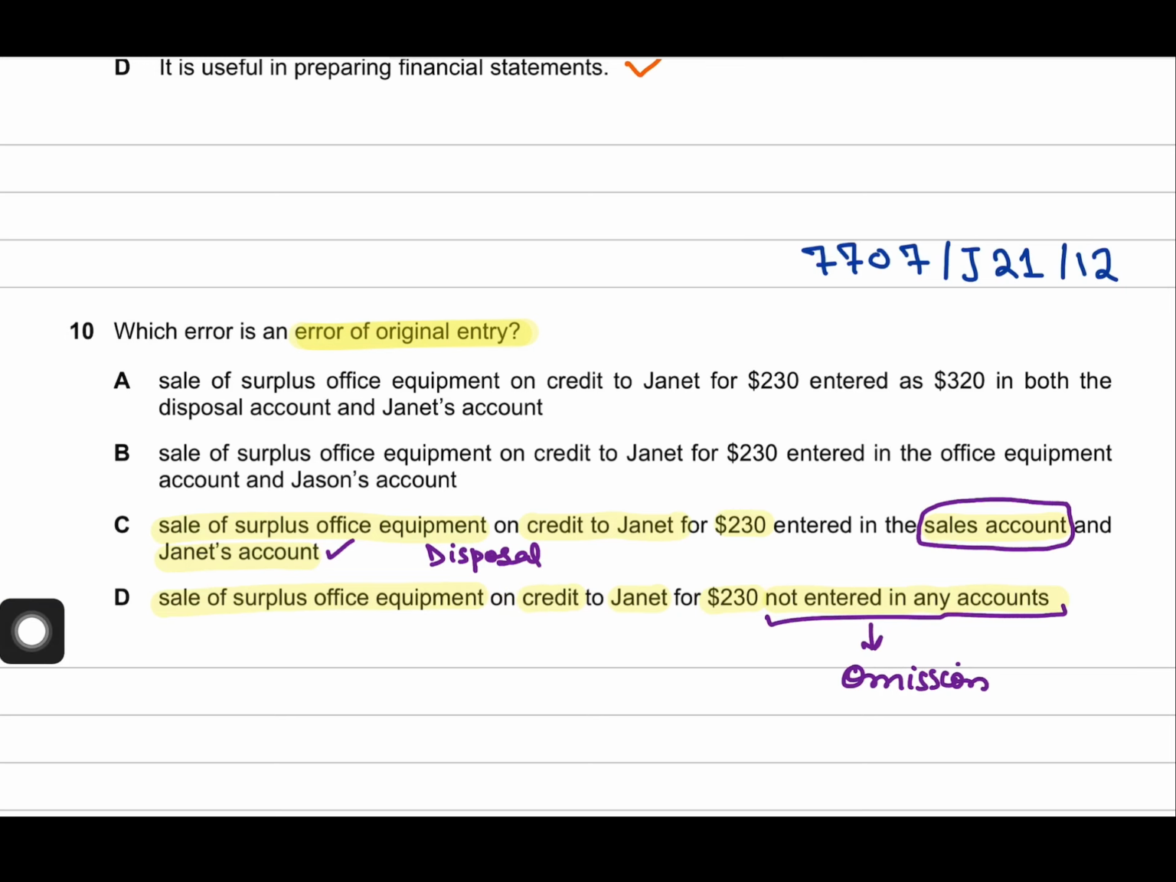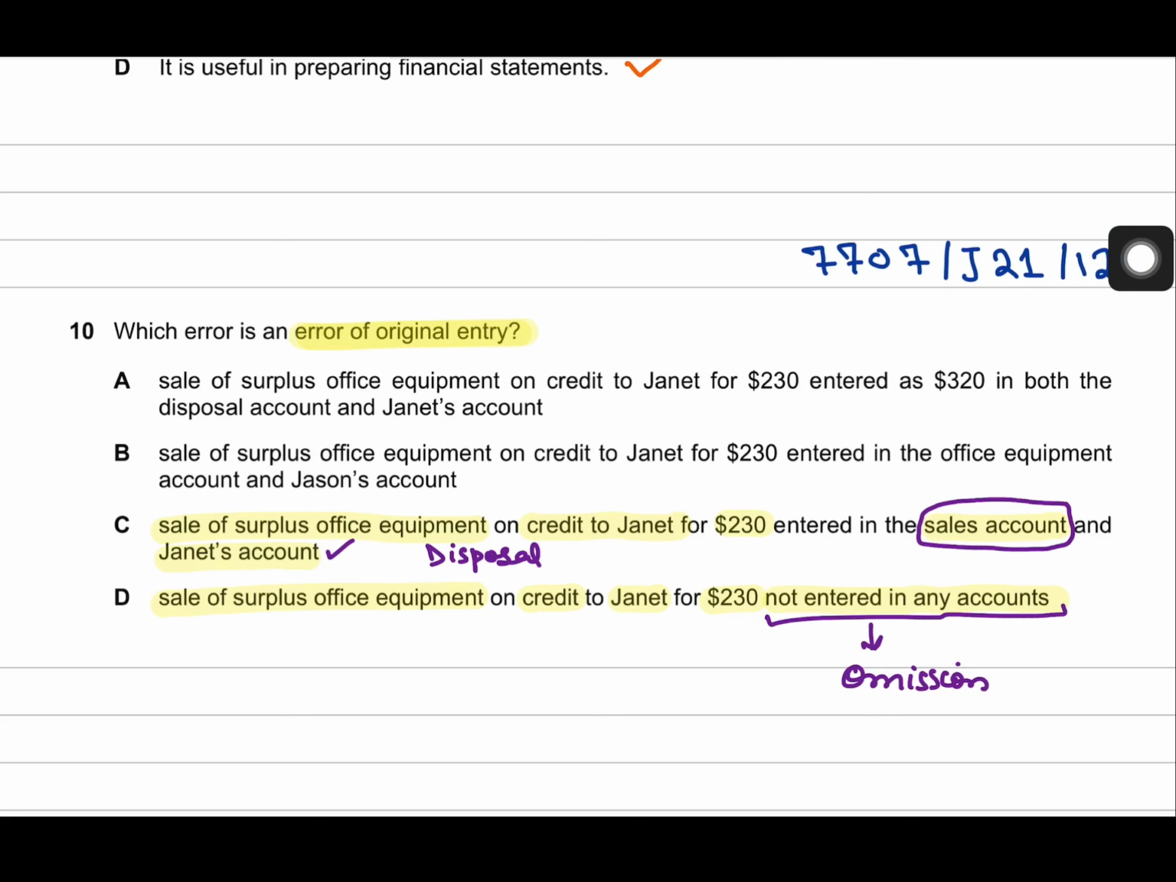This is not an error of original entry, because it can be either an error of commission if the business earns profit or an income on the sale of non-current assets. Sales being an income account, then this error will become the error of commission. However, if the business earns a loss, which will be written under expenses in the income statement, then this can become an error of principle, because sales again is an income account, and that will be called an error of principle. But we are not asked about that. We have to identify whether this is an error of original entry or not. So this is not an error of original entry, right?